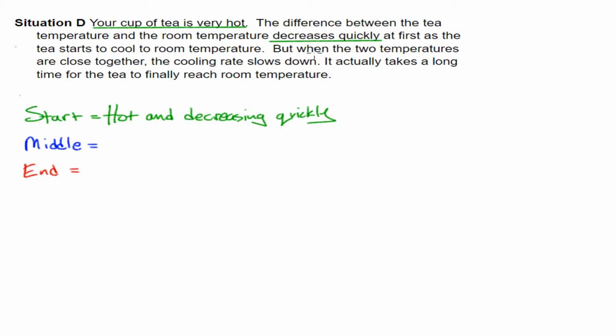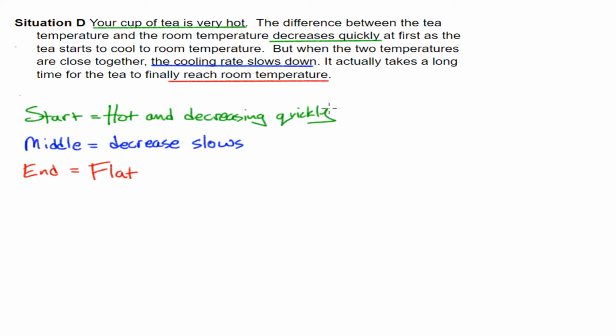Now, when the two temperatures are closer together, the cooling rate slows down. I think that would be in the middle. So the decrease slows. It actually takes a long time for the tea to finally reach room temperature. But if I reach room temperature at the very end, that means that I would be flat. I would be room temperature not changing at all.